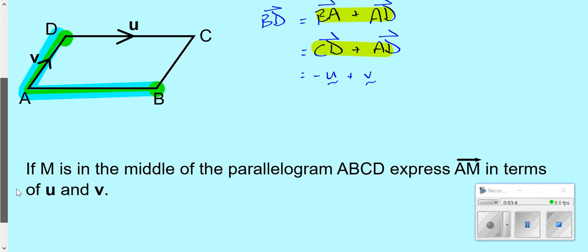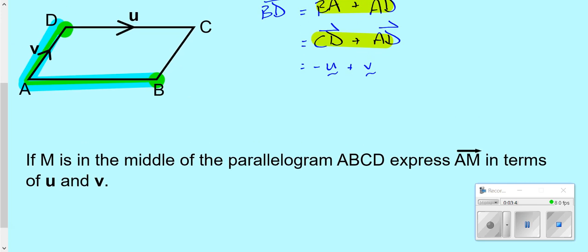Now, we can extend this a little bit. I have a new question. It's to do with the same parallelogram. M is in the middle of the parallelogram, so I've got this little point in here called M. And I need to get A to M in terms of U and V. So I'm essentially wanting to start here, and I'm looking to get to here.